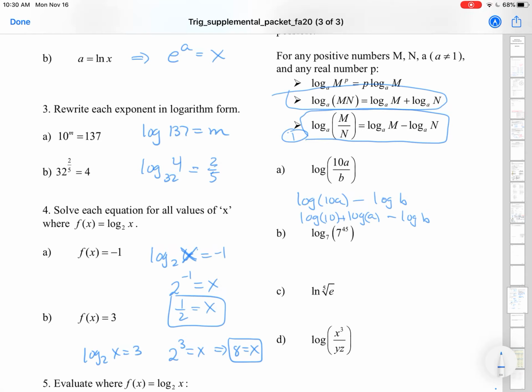Now there's one more thing that we should do. We know what log of 10 is. Log base 10 of 10, what power do we need to raise 10 to in order to get 10 is 1. So now we have 1 plus log a minus log b.